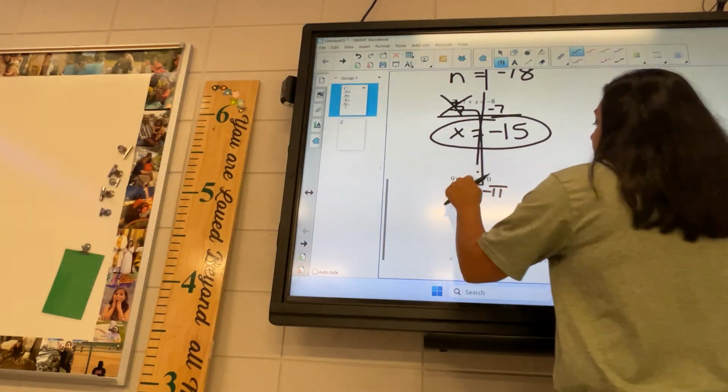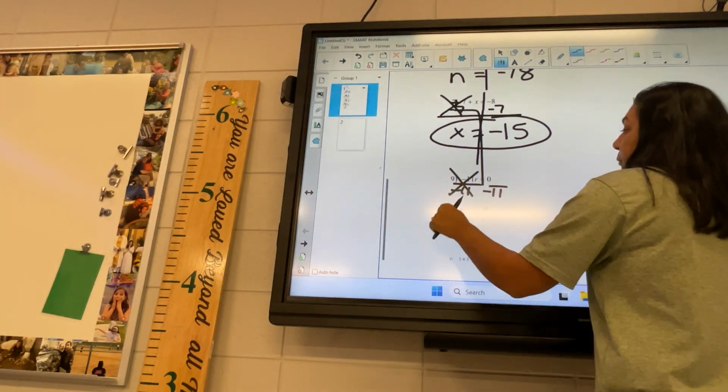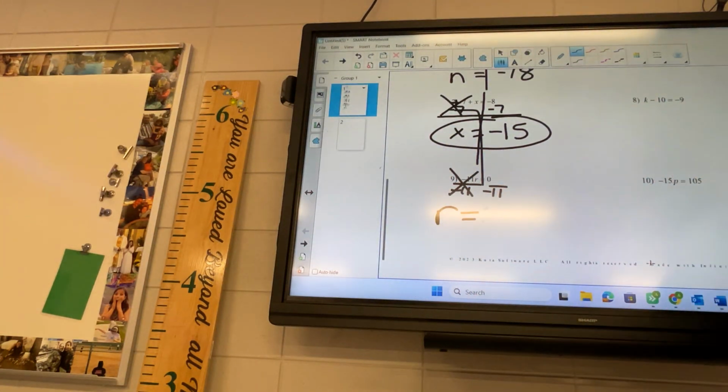Okay, so these 11s are going to cancel and we're left with r equals, what is 0 divided by negative 11? 0?